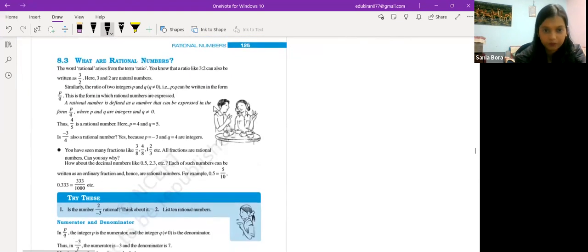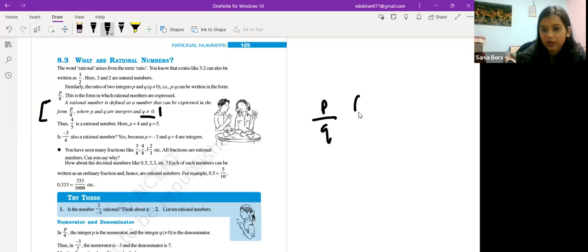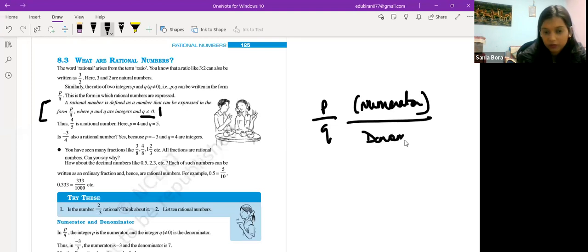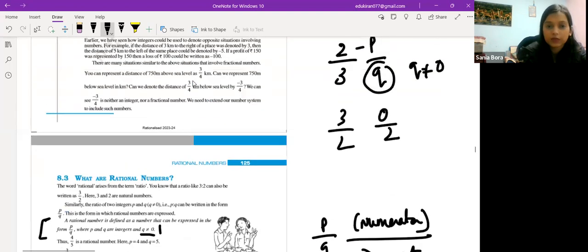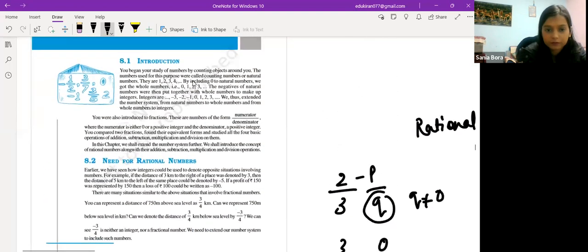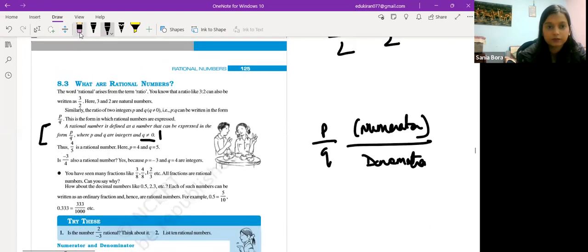So over here, the first question you will write is: what are rational numbers? You will write this: a rational number is defined as a number that can be expressed in the form of P upon Q, where P and Q are integers, but Q is not equal to 0. And there you will write P, Q, and here you will write numerator, and here you will write denominator. Fine? Clear?